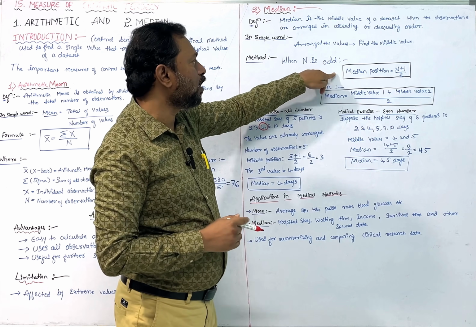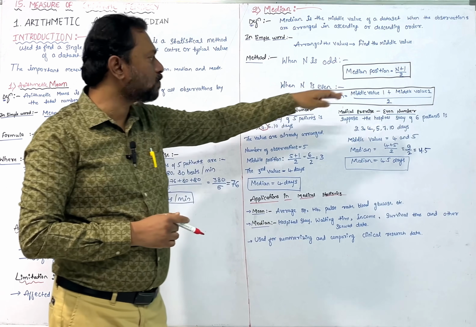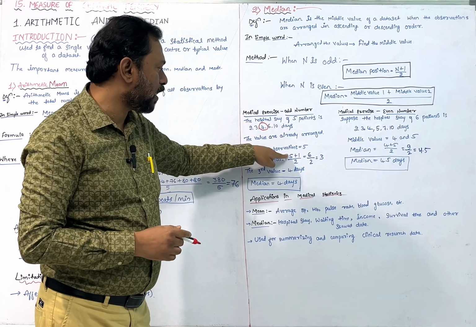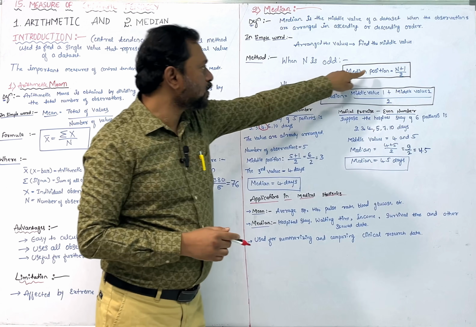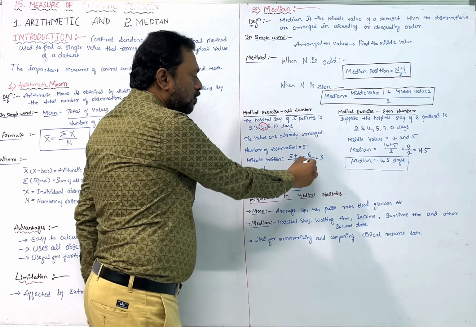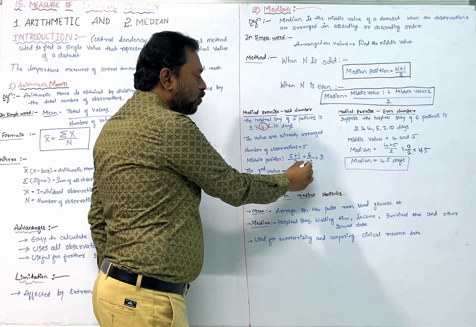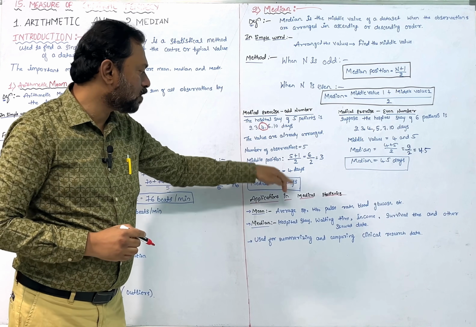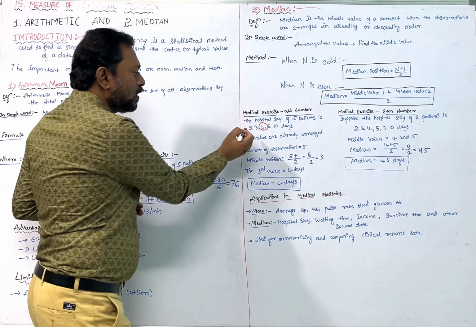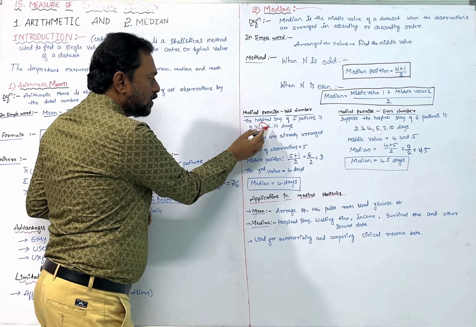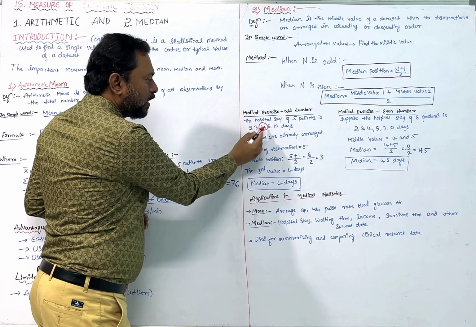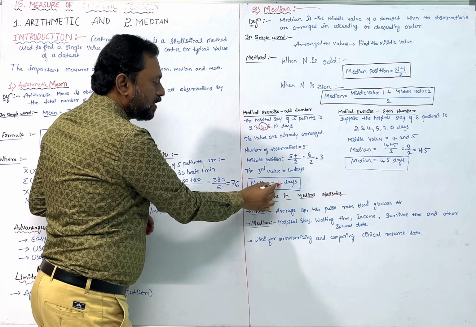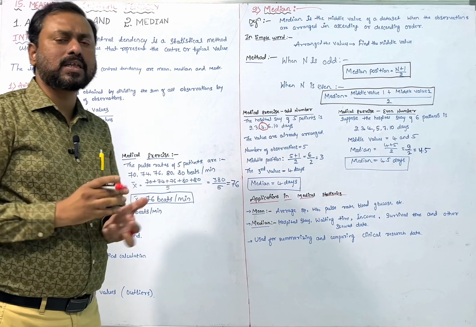The formula we are using is median position equal to (n plus 1) divided by 2. So put in the values: n is equal to 5, so 5 plus 1 is 6, divided by 2. 6 divided by 2, the final answer is 3. It means the third value is the median. You see here, this is the first, second, and third value. The third value is the fourth day, so the median is the fourth day. This is the method we use for an odd number.